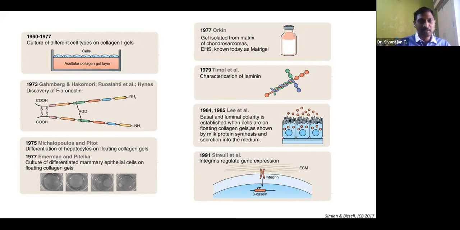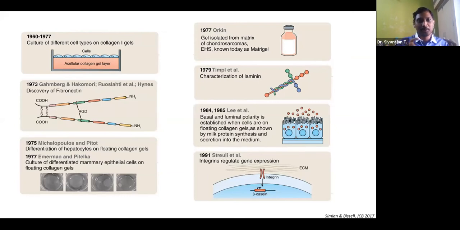So using these gels in 1975 and 1977, people were able to do floating collagen gels, which were basically sort of pseudo scaffolds, and the cells actually grew very well on them, and they also showed polarity. And in 1977, Orkin was able to isolate a gel from chondrosarcomas of mouse. They called it EHS, which is Engelbreth-Holm-Swarm gel, which is also known as Matrigel.